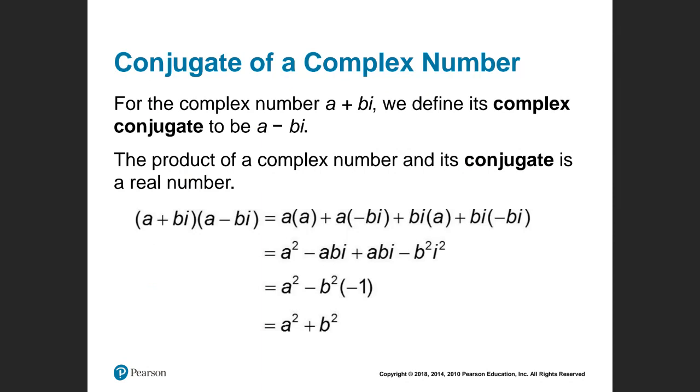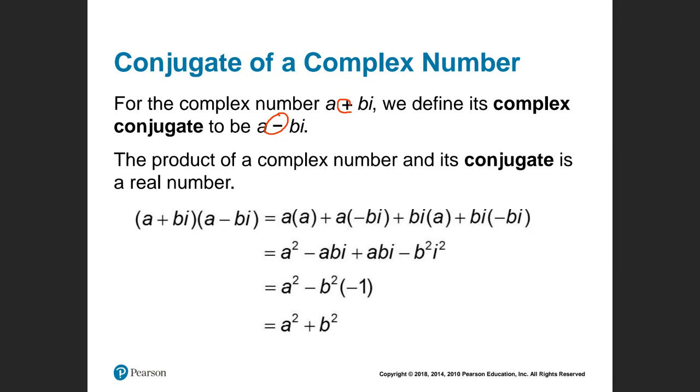Now we talk about the conjugate. For the complex number a plus bi, we define its complex conjugate to be a minus bi. Okay, the product of a complex number and its conjugate is a real number. Remember this one? This is negative and this is positive.